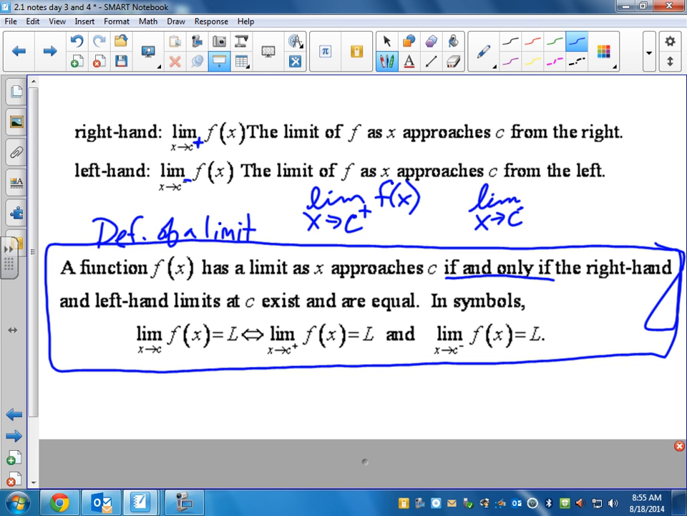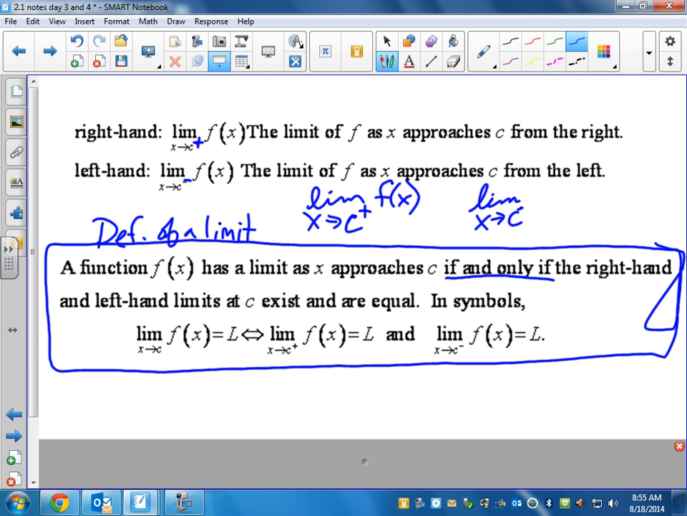Hopefully up to this point you feel like a limit is what happens on the y-axis as the x gets closer and closer. The important part that we haven't said until today is it has to be reaching the same thing from both sides, and that's the whole right and left hand side. So this is saying that the limit as x approaches c of a function equals some L value if and only if the limit coming from the right equals the same thing as the limit coming from the left.